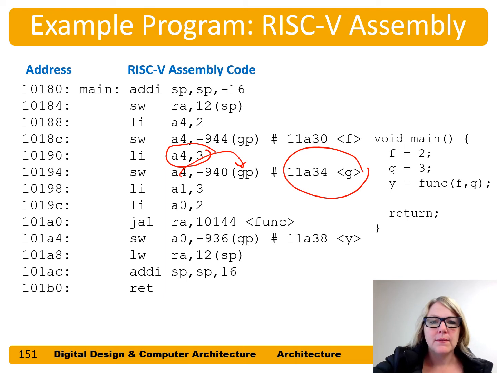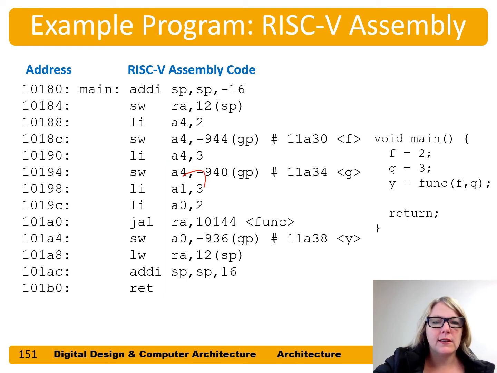101A34. And then finally it loads the argument registers: puts the value of g into A1 and the value of f into A0, and then calls that function, JAL func.